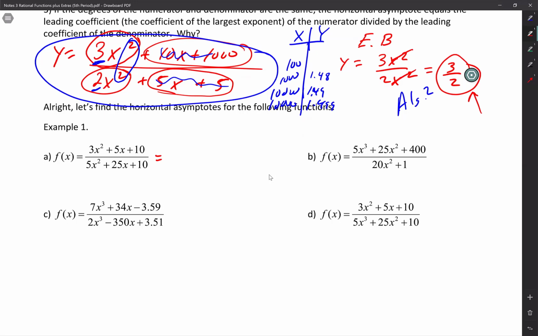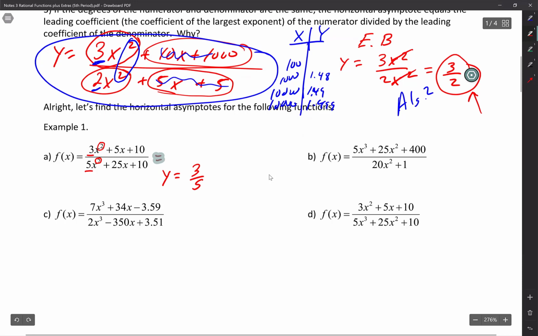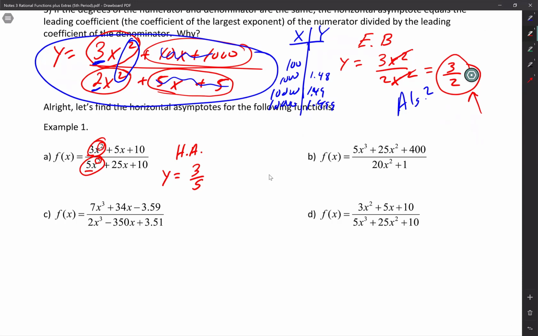All right, so let's see if we can do example 1. It says, let's find the horizontal asymptote for the following functions. For this function here, I see that the highest degree is a 2 in the numerator, and the highest degree is a 2 in the denominator. So I'm just going to go 3 over 5. My horizontal asymptote is y equals 3 over 5. That's it, because this is my ocean, 3x squared and the 5x squared. So 3x squared over 5x squared, the x squares cancel out. Does that make sense, guys? Yes, sir.